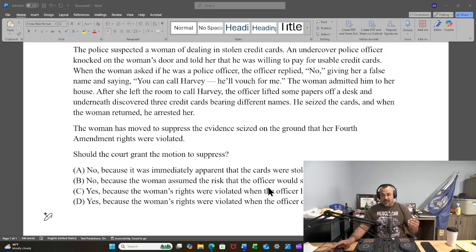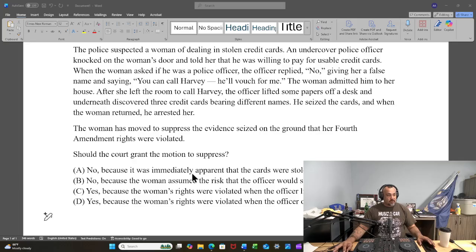In this situation, it doesn't fly that he went and did an illegal search. She's not assuming the risk that he's going to go digging and looking. It's just like if he was looking through closets, looking through bedrooms, other rooms he wasn't allowed to be in, snooping around in drawers and stuff like that. So A, no, B, no, C, no. He didn't violate her rights when he deceived her that, call Harvey, he'll vouch for me. No, he's good.